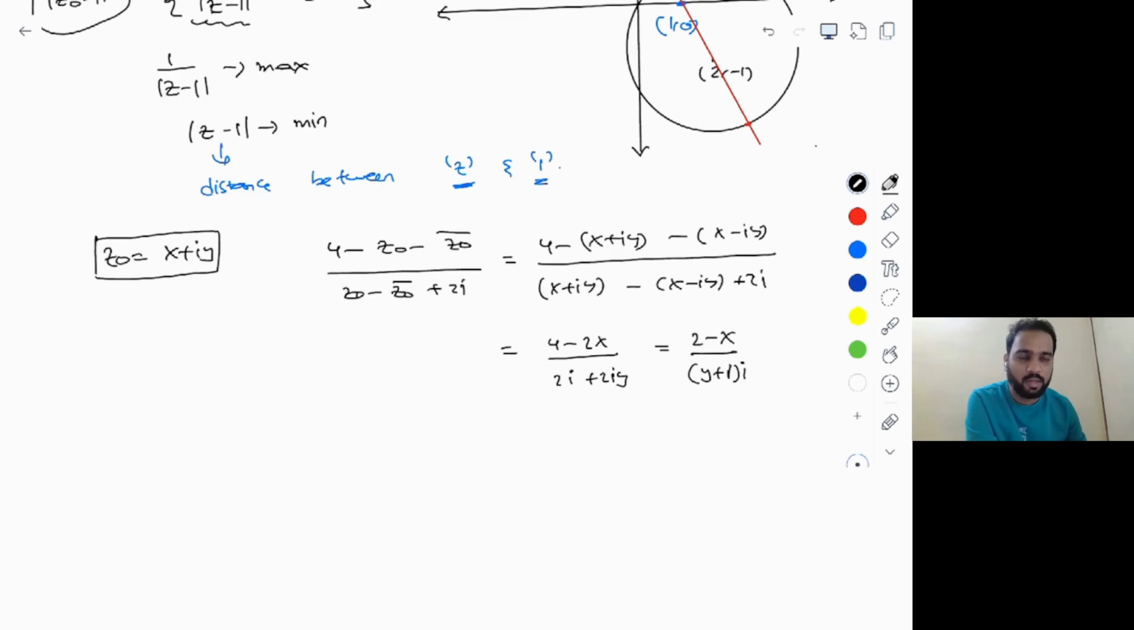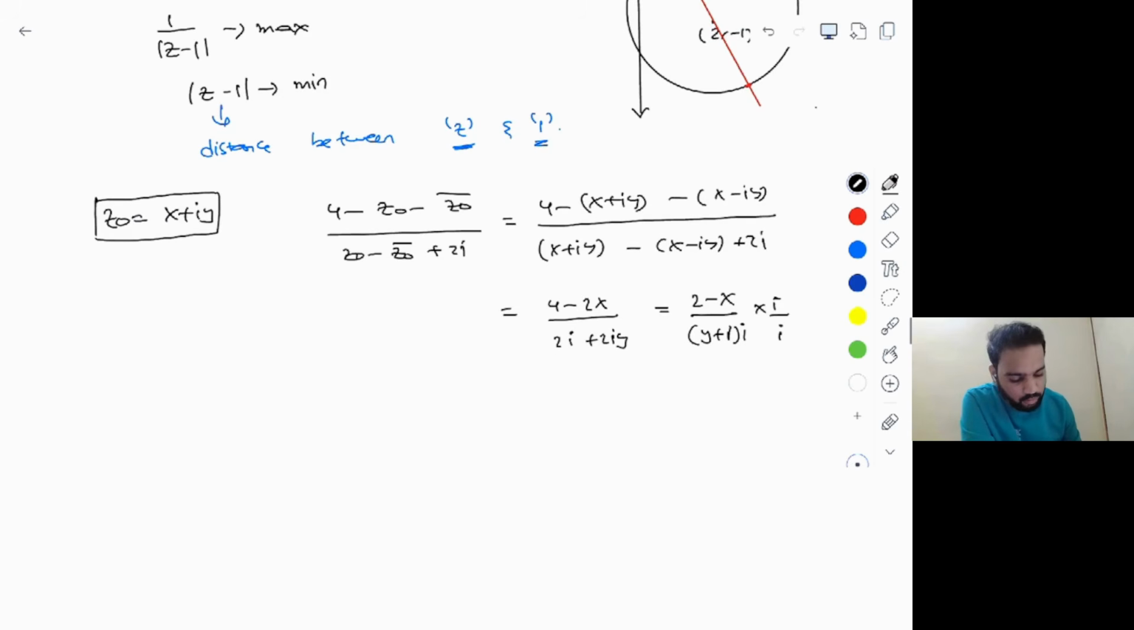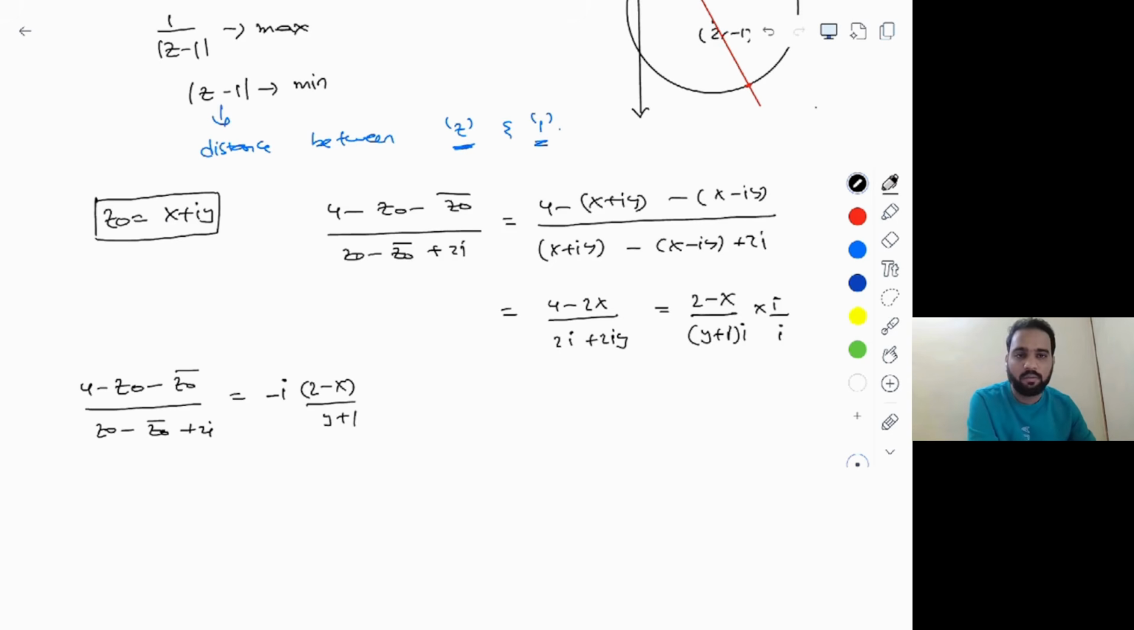And since we have plus i in the denominator part, we can multiply and divide by i so that the complex number i remains in the numerator. So if you do that, finally what we get is this value: the expression is equal to the denominator i into y, i square, which is minus 1. So if you take that minus 1 here, it will be minus i multiplied by (2 minus x) divided by (y plus 1). Okay. So this is the complex number which they are asking about.